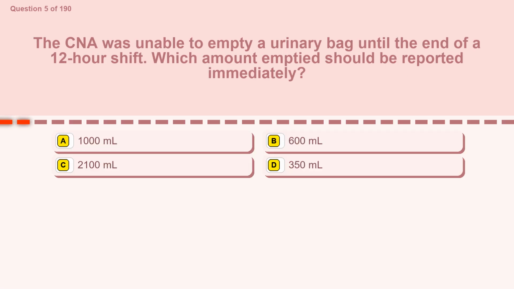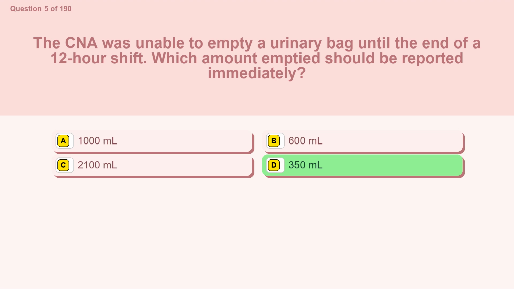Question 5. The CNA was unable to empty a urinary bag until the end of a 12-hour shift. Which amount emptied should be reported immediately? Option A. 1000 ml. Option B. 600 ml. Option C. 2100 ml. Option D. 350 ml.